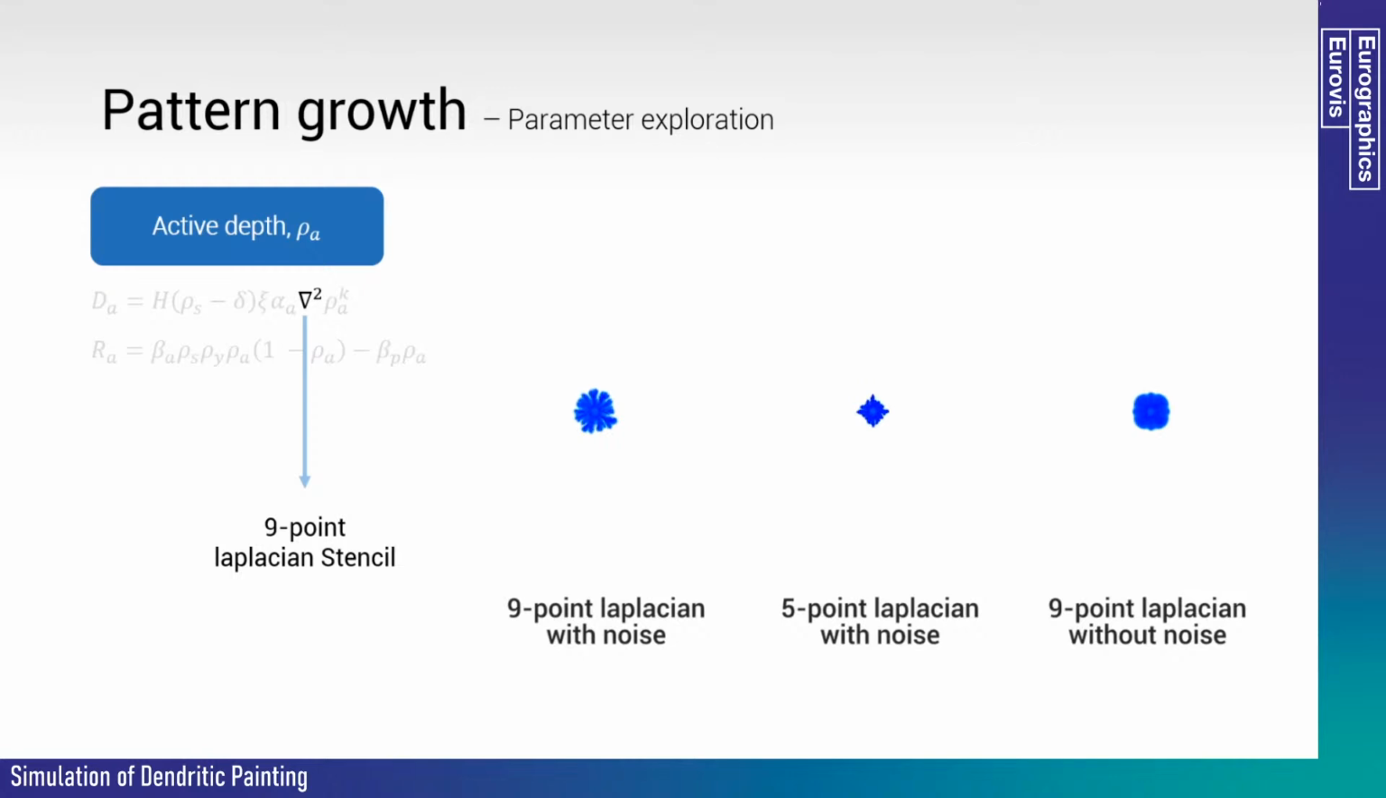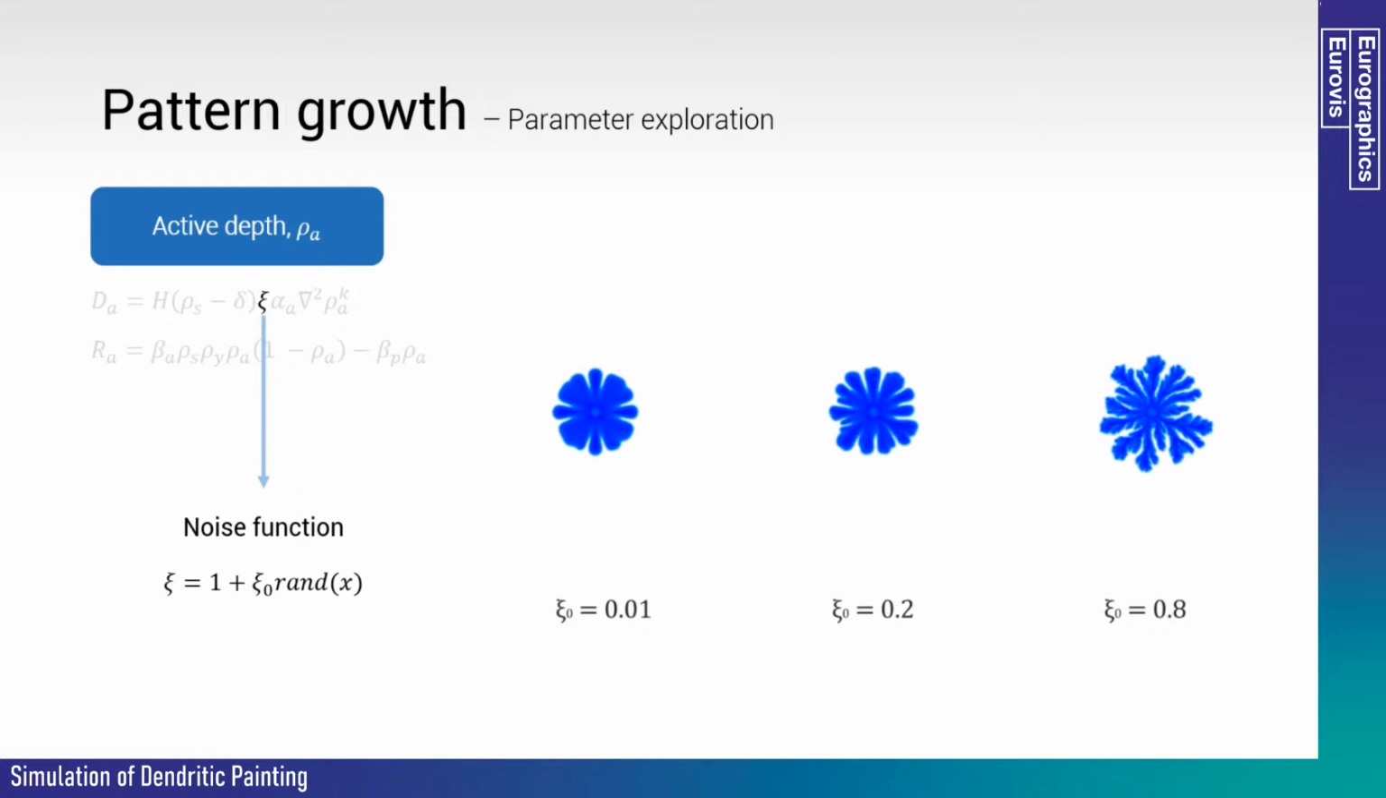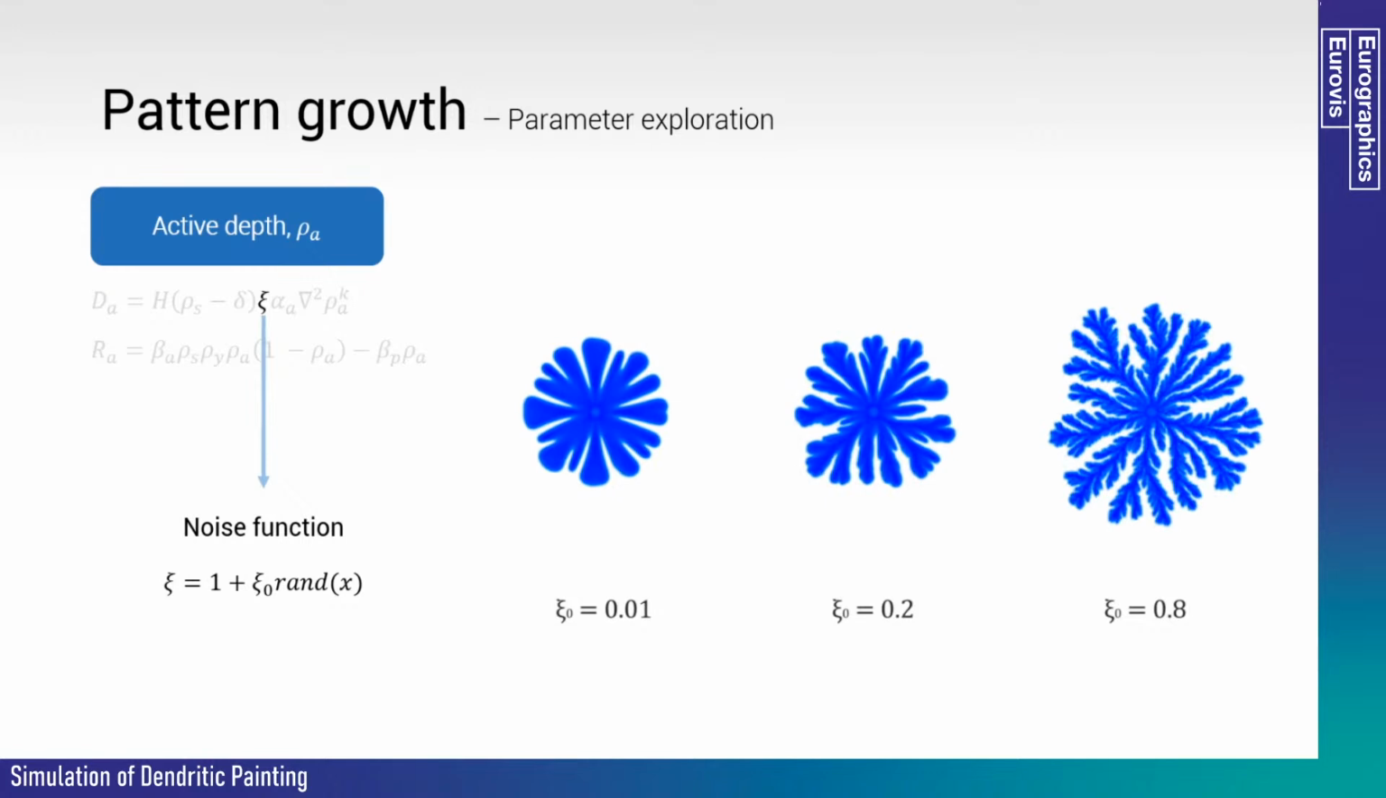Another important term is the noise function that allows us to mitigate even more the anisotropy of the grid discretization, even with low values. This way, we can achieve more organic shapes in the branches.